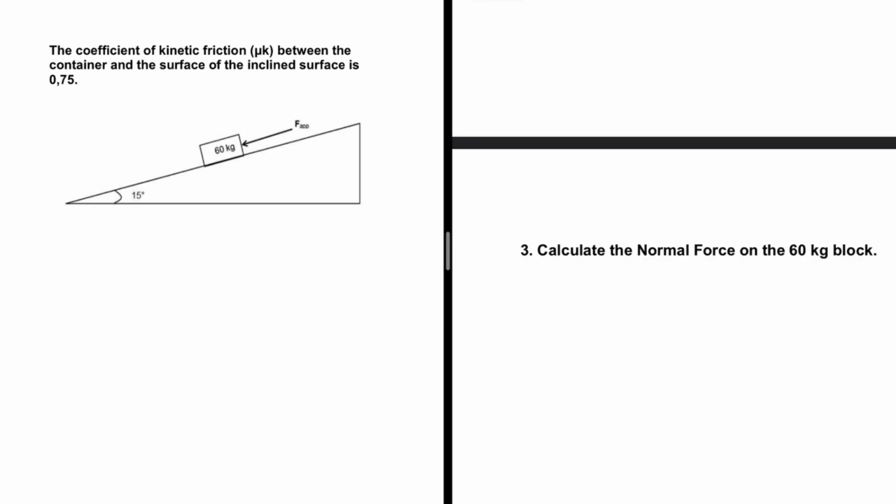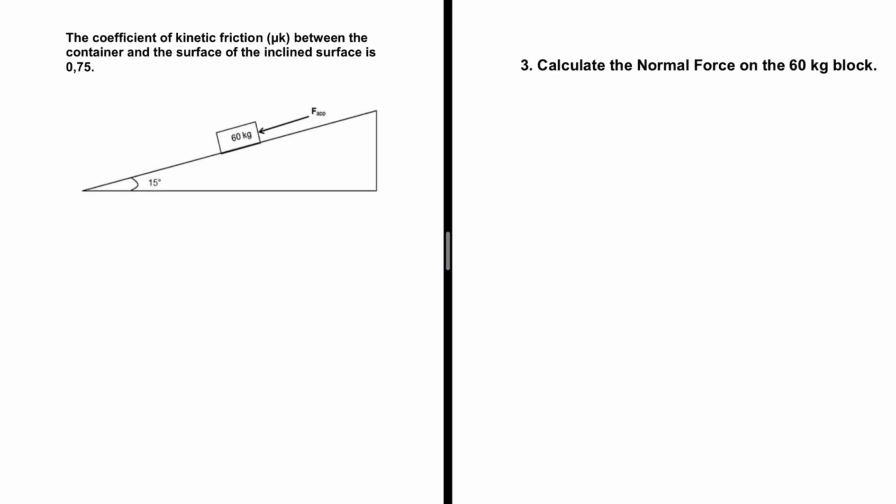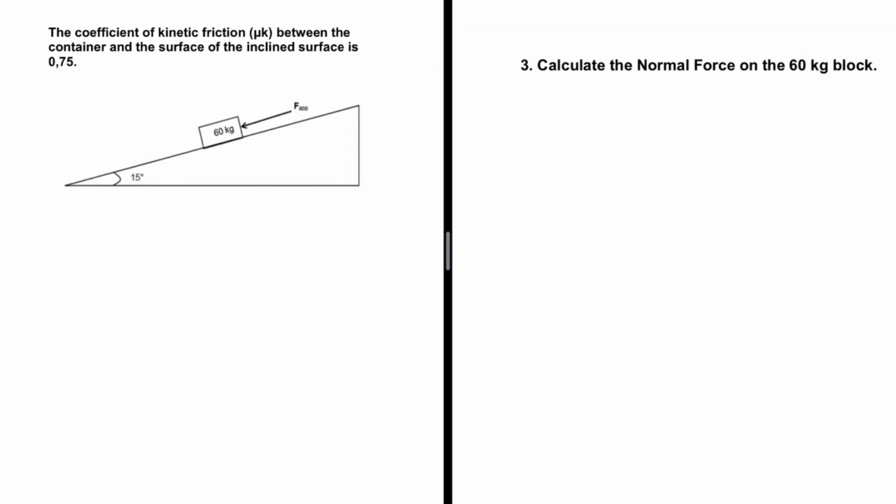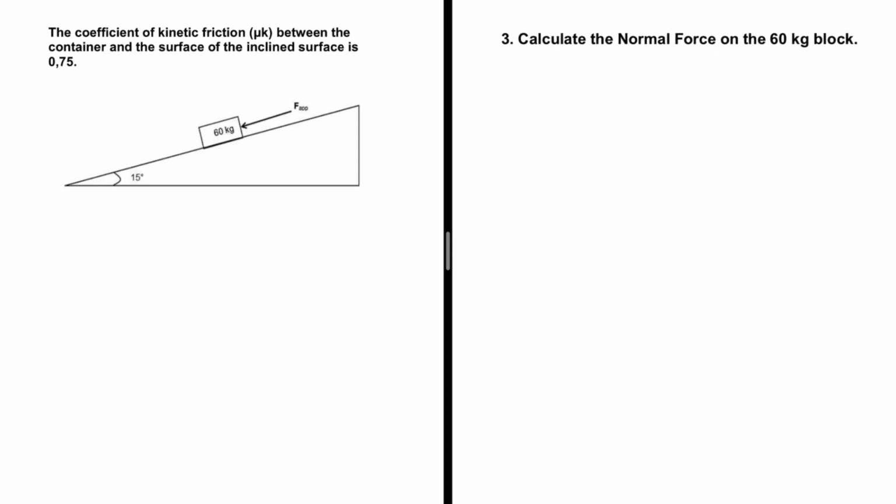So in our third case, we have an inclined plane. The coefficient of kinetic friction between the container and the surface of the inclined surface is 0.75. Calculate the normal force on the 60 kg block. So we're going to apply the same technique. We're going to start with a free body diagram. Right, in the exam, you don't have to start with a free body diagram. You can just use the formulas that we are deriving here. This is just so you can have a better understanding.